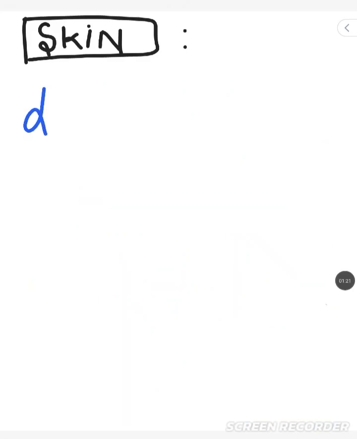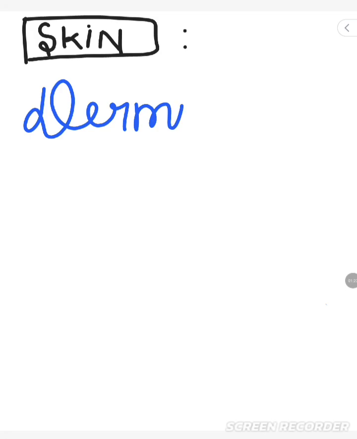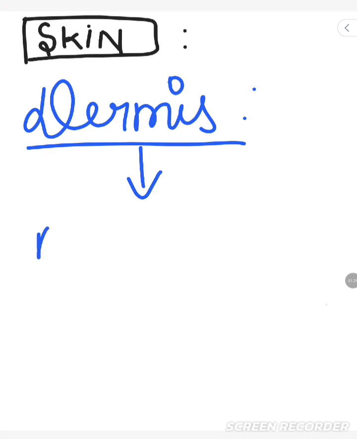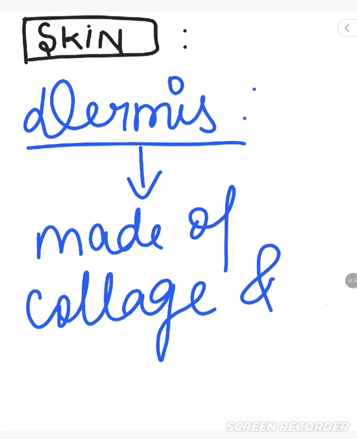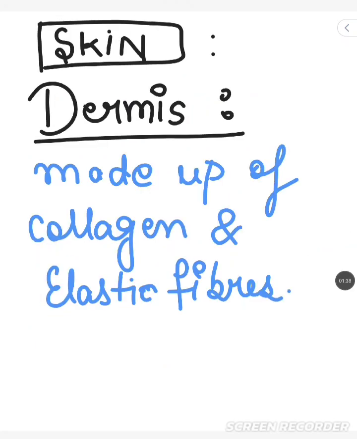When we talk of dermis, it is below the epidermis, and this dermis is made up of collagen and elastic fibers. So when we talk of dermis, it is made up of collagen and elastic fiber.